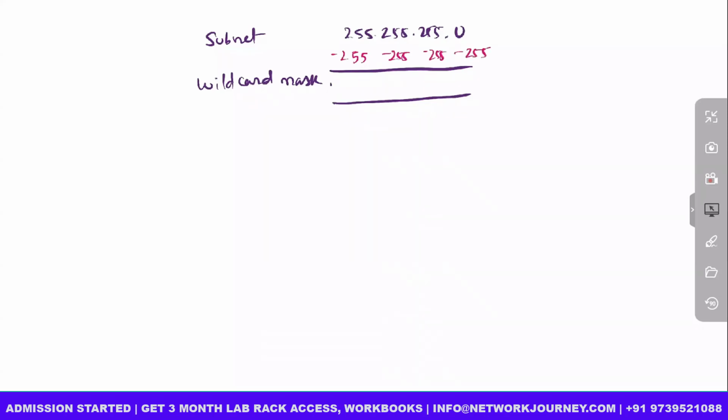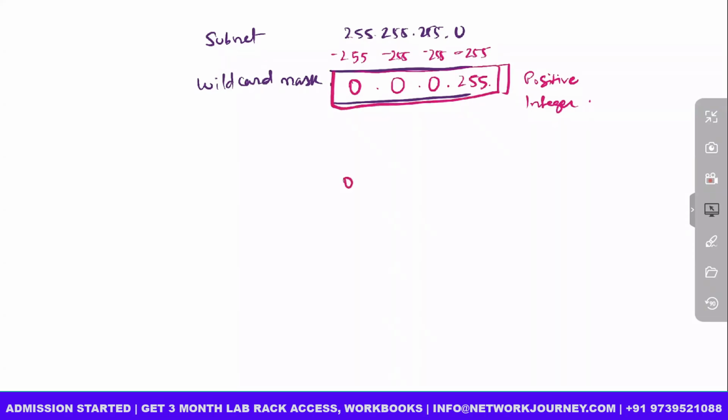So when you subtract this, you get 0. When you subtract this, you get 0. When you subtract this, you get 0. When you subtract this, you get minus 255. But IPs are always positive numbers, integers, I can say. That means they cannot have a minus or negative symbol. So you just write 255. This is the wildcard mask format.